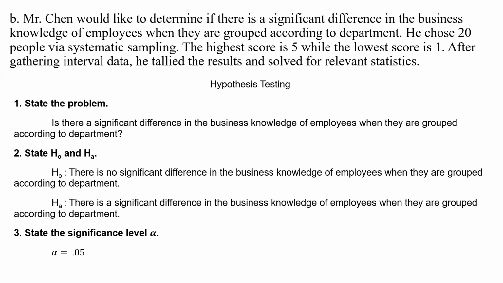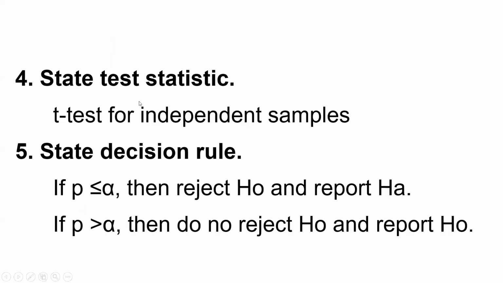State the significance level. I don't know how to read this. That's alpha. Alpha is equal to 0.05. Okay, thank you, Paul. And for the test statistic part, it's t-test for independent samples.